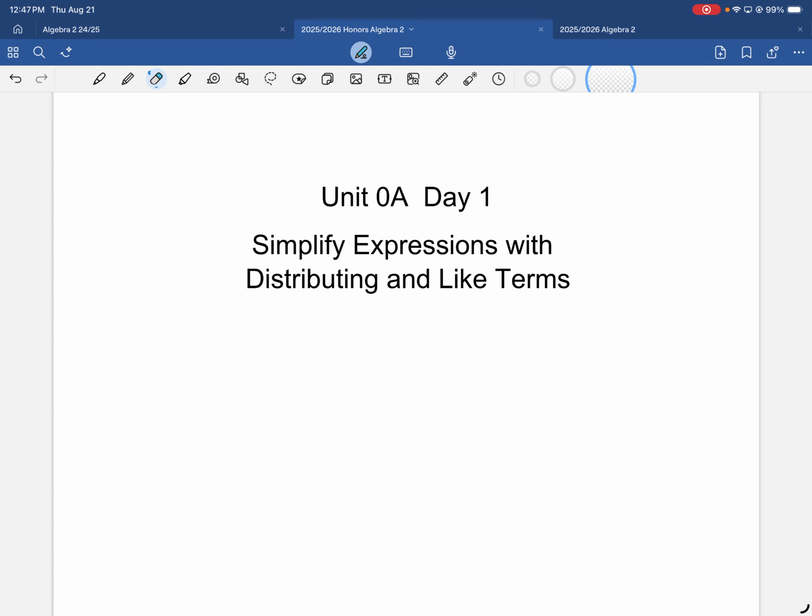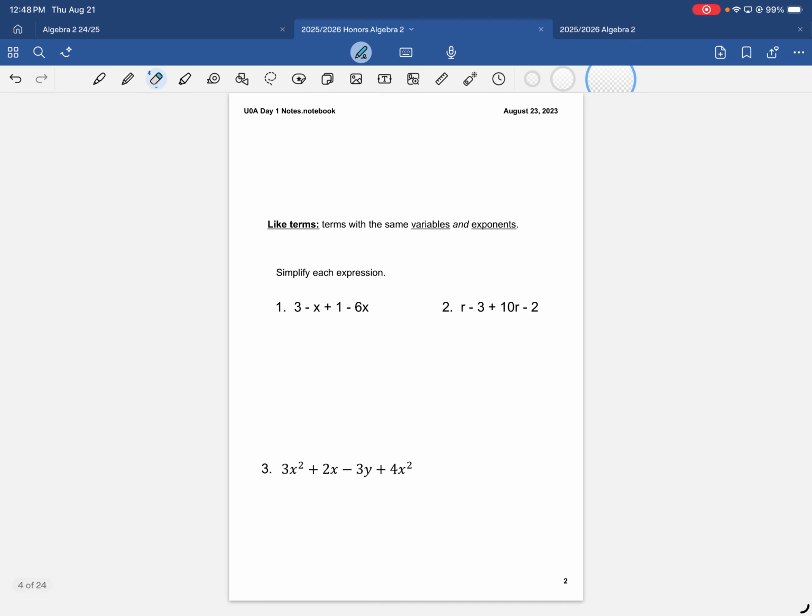So we're going to take care of 2 things today. We're going to talk about simplifying expressions with distributing and like terms. So obviously we want to be able to do those things. And the other thing we're going to do is work on FOIL. That's the second lesson for the day. Again, both things that you should already be able to do. So just going to jump right into it.